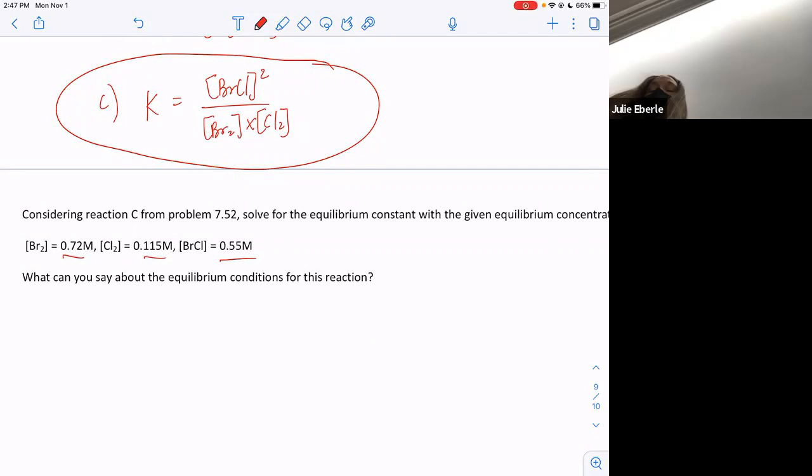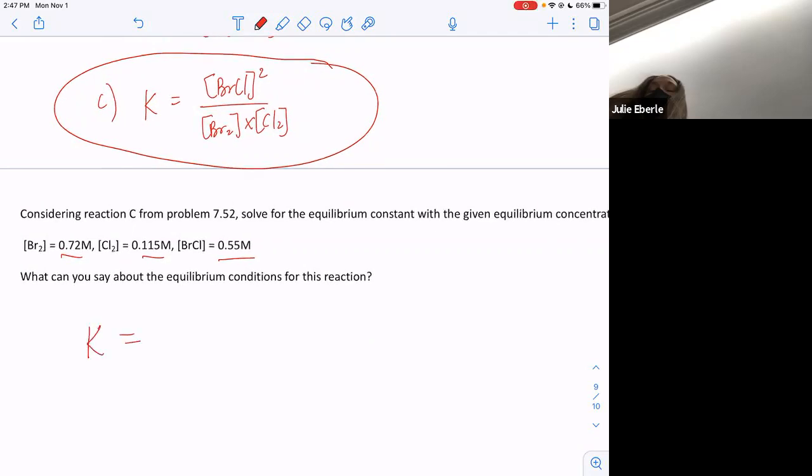So what do I need to do? Just plug those numbers in, right? So it should be K equals, keep the same formula. The concentration for the BrCl, 0.55, is going to go right here. So it'll be 0.55 squared. And then the Cl2 and Br2 are on the bottom, multiplied, coefficients of 1, so we don't raise those to the power of anything. 0.72 times 0.115.